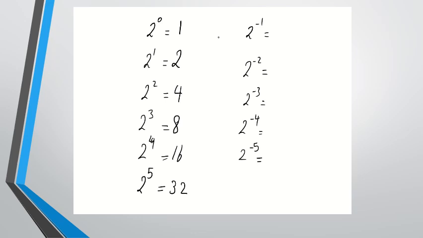But 2 power negative 1, I flip 2 power 1. 2 power 1 is equal to 2, so 2 power negative 1 is 1 over 2. 2 power negative 2, 2 power 2 is 4, so 2 power negative 2 is 1 over 4. 2 power negative 3 is 1 over 8. 2 power negative 4, 1 over 16. 2 power negative 5, 1 over 32.